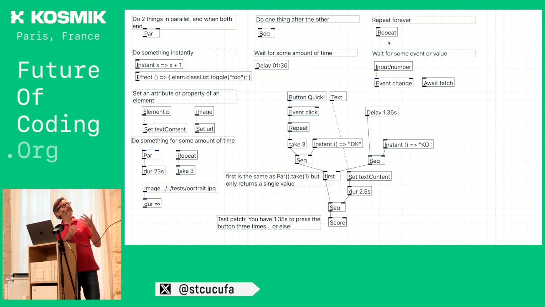Repeat is a kind of sequence where you repeat the same thing over and over again. So you do something, and then when it's done, you do it again, and when it's done, you do it again.